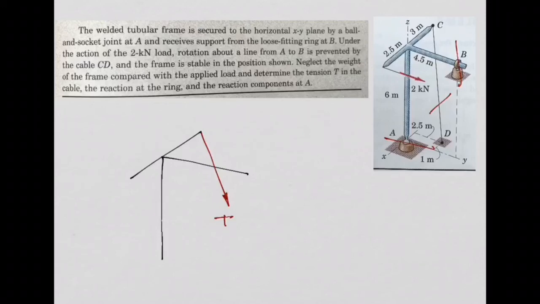Now, what else do we need to include in our free body diagram? Well, I need to include my 2 kilonewtons force. You all agree with me? What else do I need to include now? Now I need to look at the reactions at point A and point B. So let's start with point A.